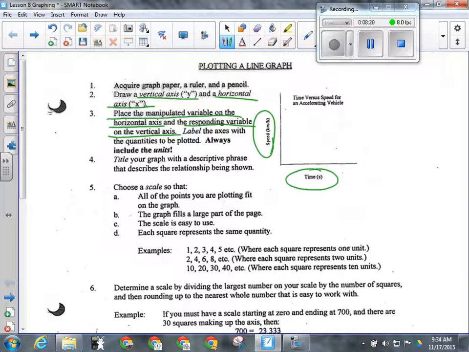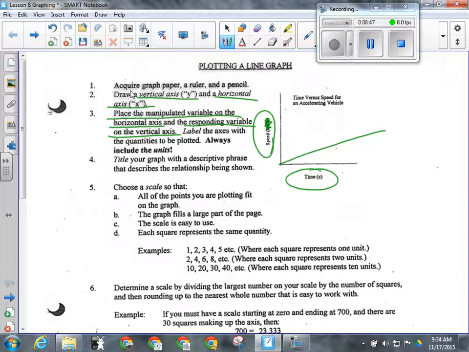Okay, and that's often something that people forget. The reason I make such a big deal out of having the units on there is that this says time versus speed for an accelerating vehicle. If I just have speed on here with no units and my graph looks like this, I might think, well, that line's not very steep. That car's not very fast.